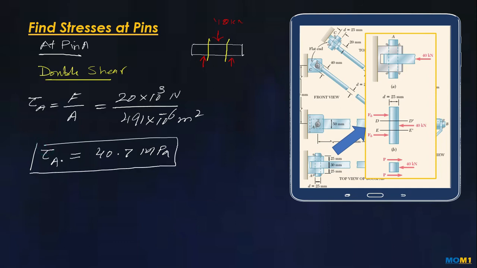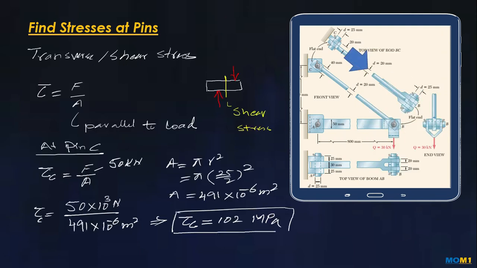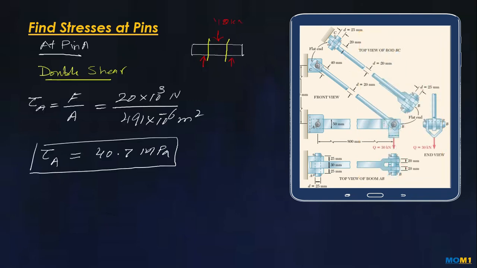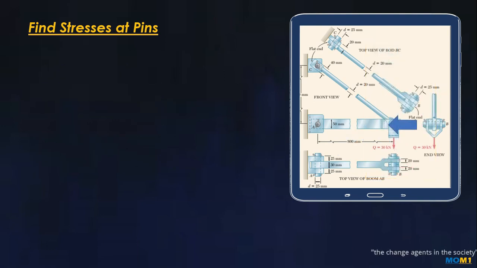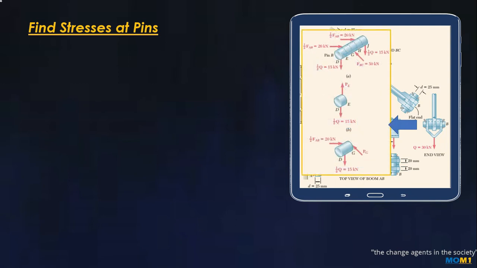Now this is the case of double shear. The previous was the single shear. Now this we call a case of single shear, and the next is of double shear. Now we are going to calculate the stresses at pin B.